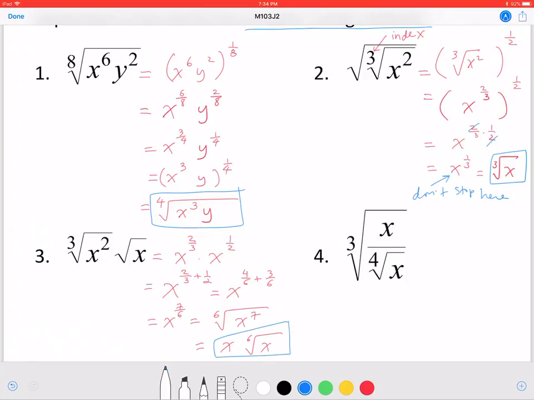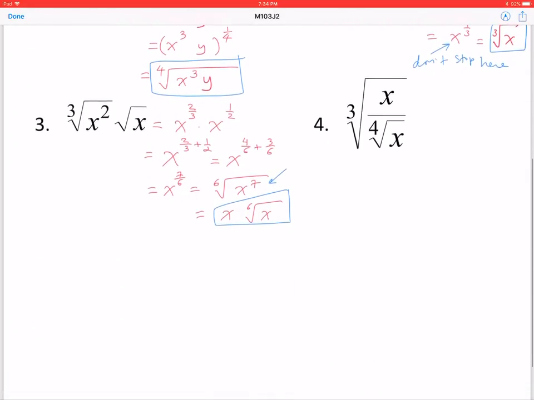Here we haven't quite learned to reduce yet, so if you stop here on this particular problem, I'll probably accept it. But if the problem states to simplify completely, then you have to have that last step.